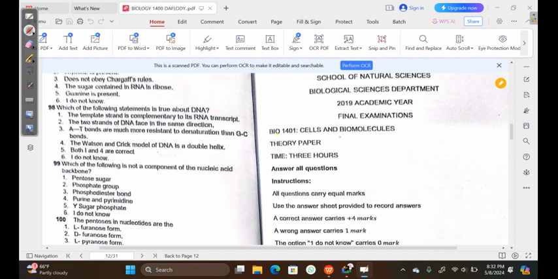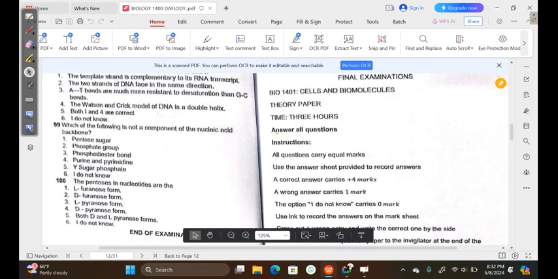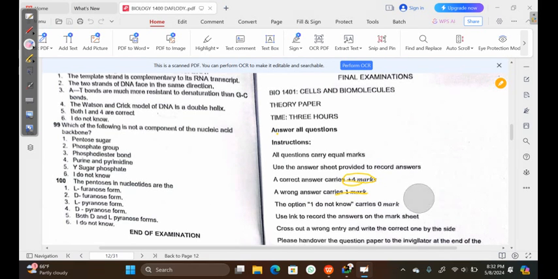So we have cells and biomolecules. I'm sure you know by now how biology is marked. There's negative marking. If you are not sure of the correct option to a particular question, you better just put option 6, which is I don't know, which will award you a 0 rather than negative. Because when you get anything wrong, it will attract a negative mark, negative 1, whereas if you get it correct, you have a 4. If you put option 6, I don't know, you get a 0.